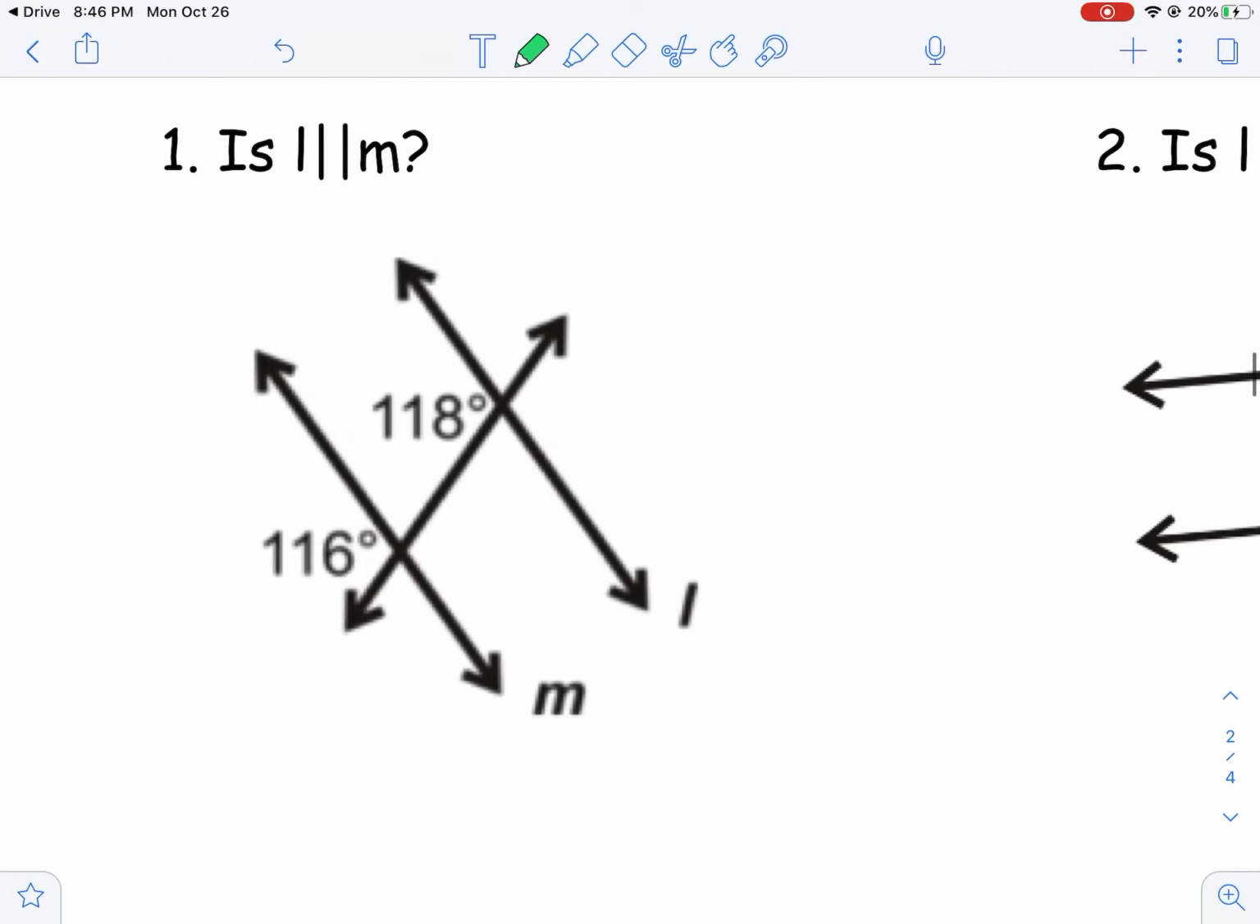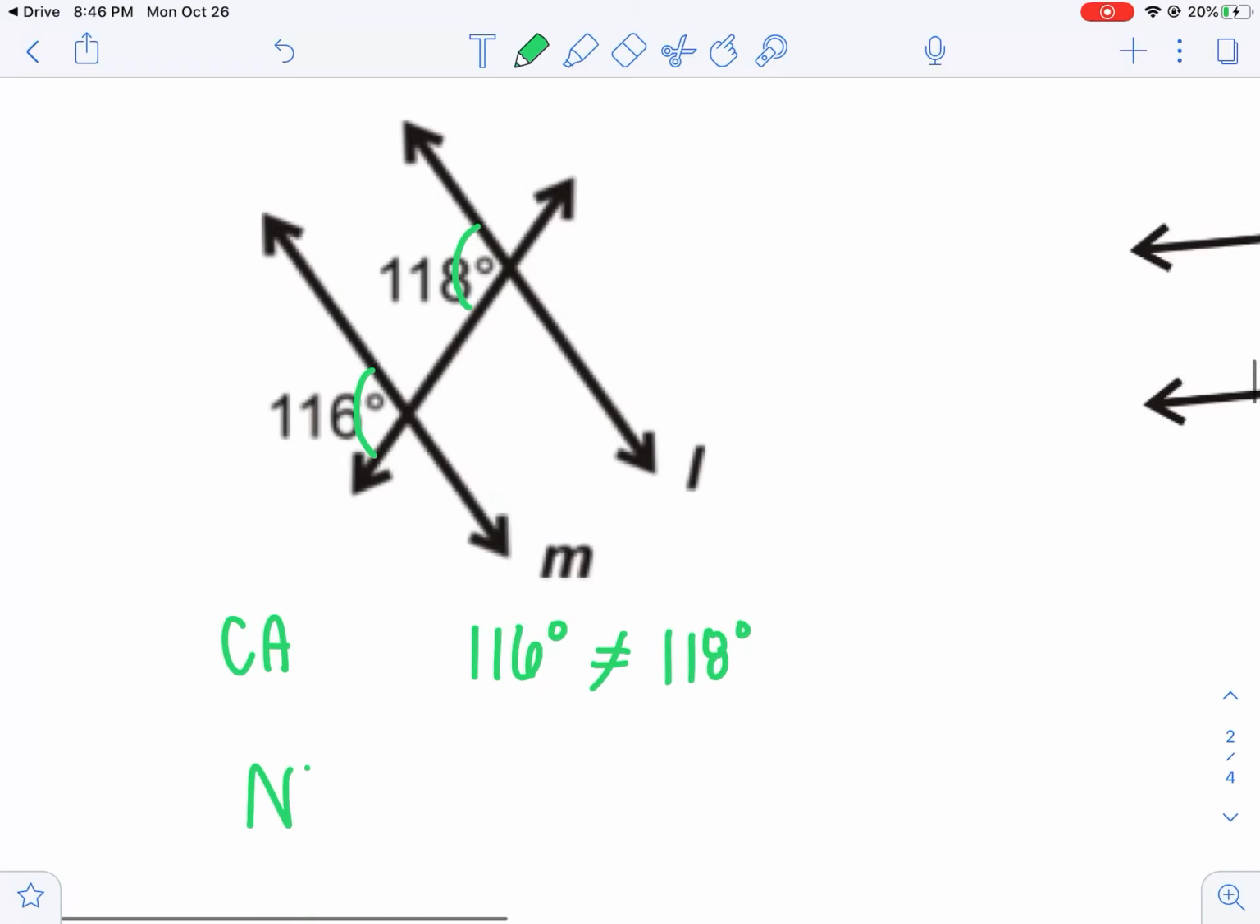Number 1, I've got that the angle here is 118 and the angle here is 116. Now, those look like some corresponding angles to me. But the measure, oh crap, these don't have measurements on it, which is kind of annoying. But let's just state, well, 116 degrees is not equal to 118 degrees. Therefore, no, not parallel.